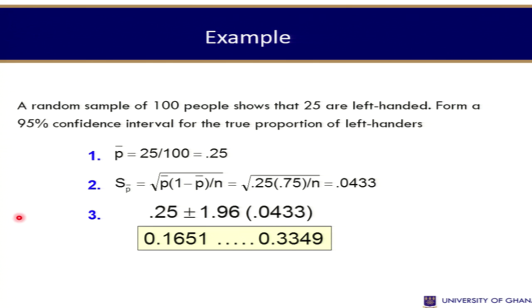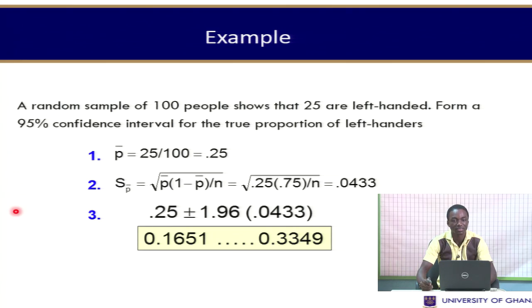We take an example. A random sample of size 100 shows that 25 are left-handed. Form a 95% confidence interval for the true population proportion of left-handers. So we have our p bar, which is 25 over 100, which is 0.25. Then our standard error, which is the square root of p bar times 1 minus p bar divided by n, is the square root of 0.25 times 0.75 divided by the sample size, which is 100.